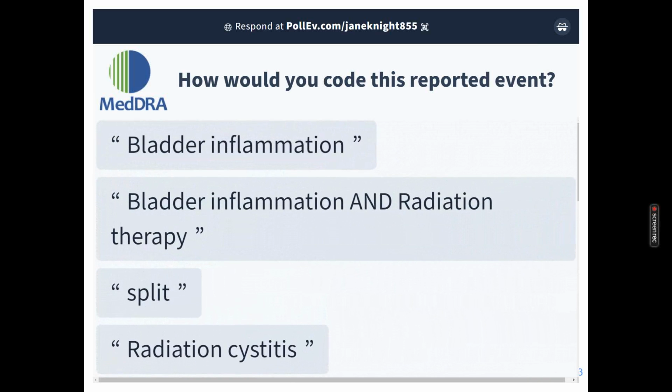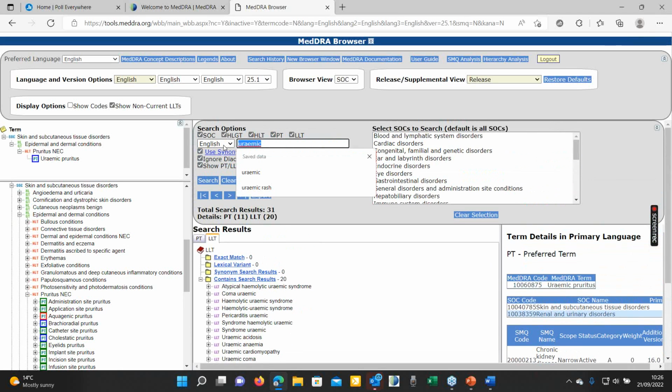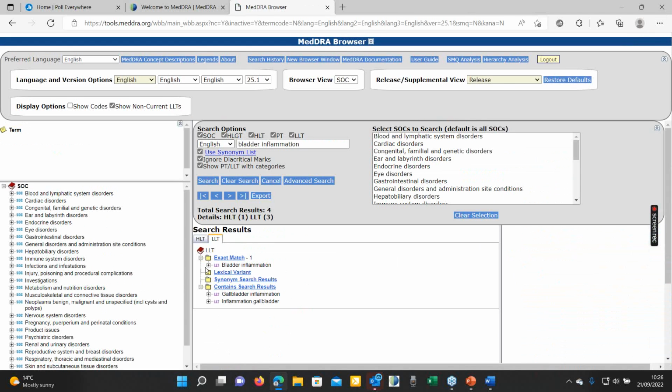So let's have a look here. So we've got bladder inflammation. This is how I would start, by using the words that the reporter has given us. Bladder inflammation. Does it exist? It does exist. It's an LLT and it goes under cystitis non-infective.